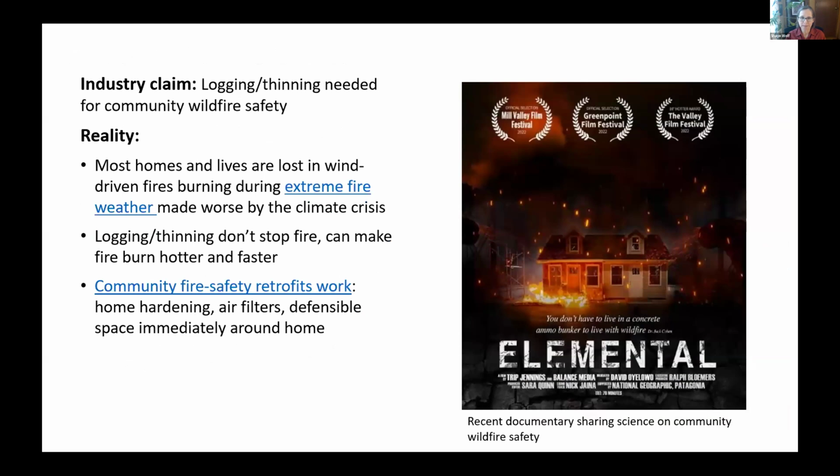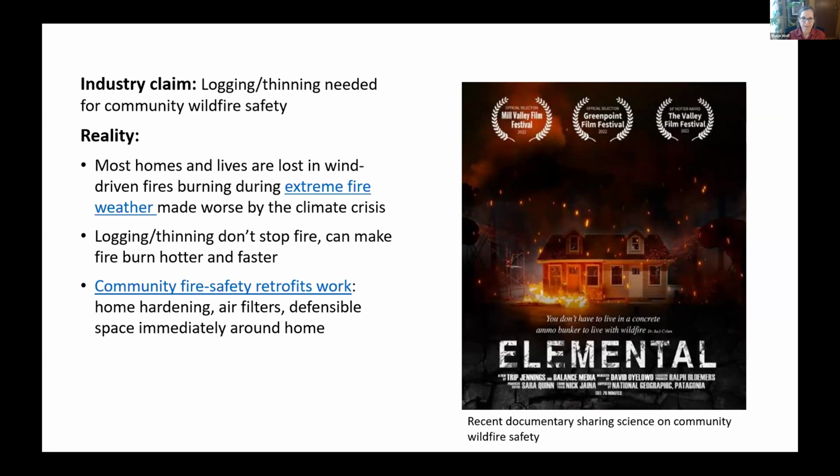The industry will also claim that logging and thinning is needed for community wildfire safety. But the reality is most homes and lives that are being lost are lost in these fast wind-driven fires that are burning during extreme fire weather that is being made worse by climate change, these really hot, dry, windy conditions. And logging and thinning don't stop fire, and they can even make fire burn hotter and faster by creating those dry, open conditions. What we know is community fire safety retrofits work.